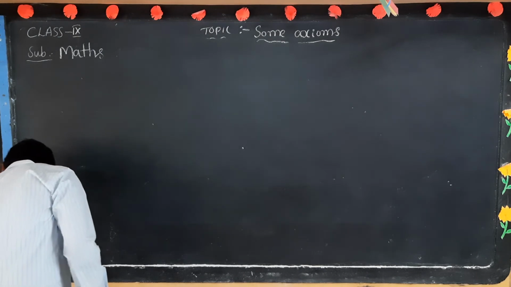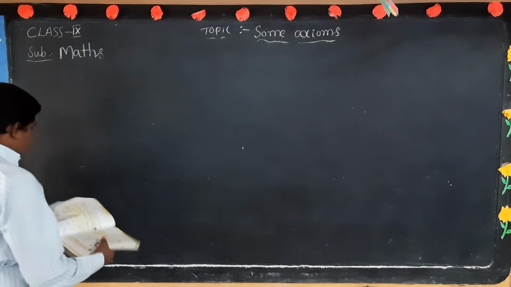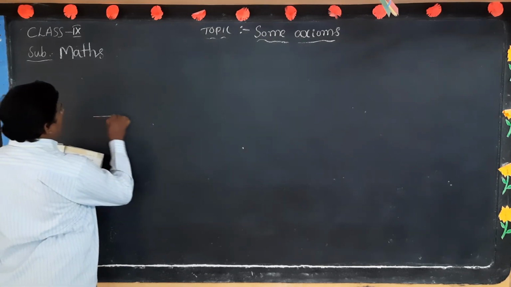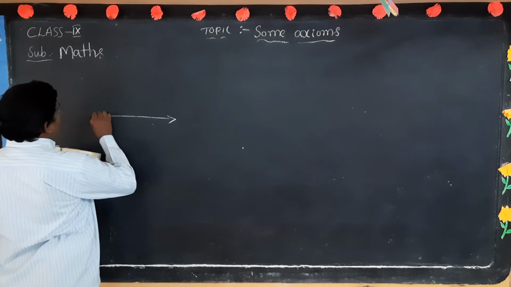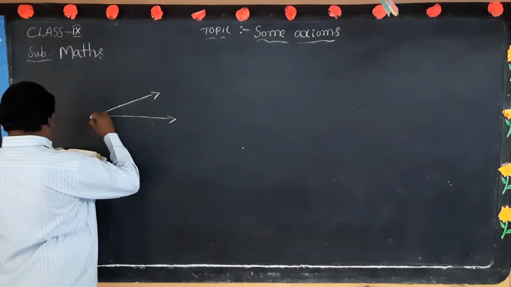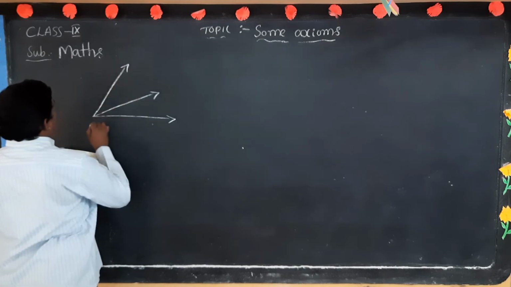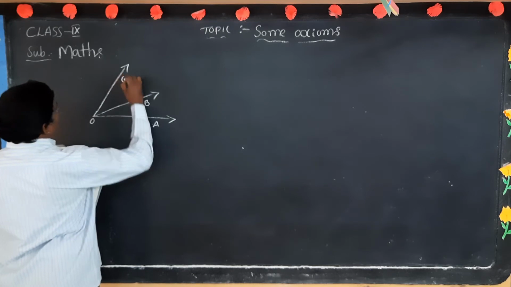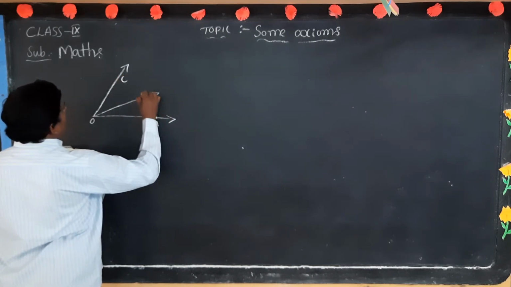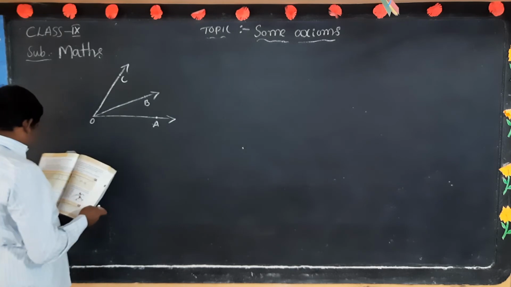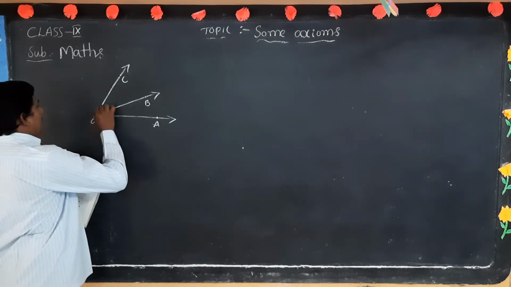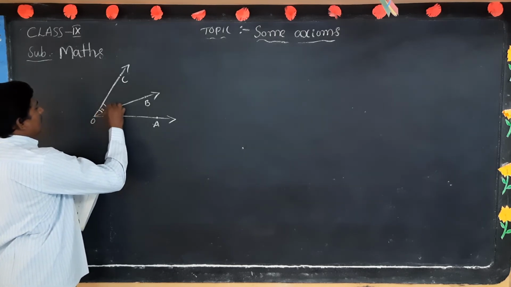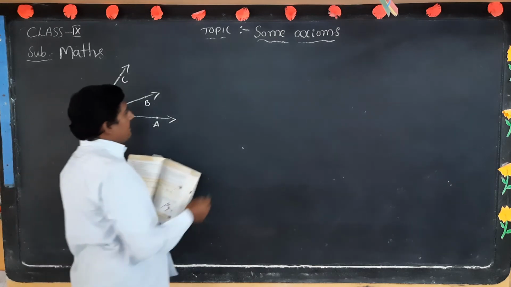After that, what they are saying here is, they have given a few diagrams. For example, OA, OB, OC. This is OA, this is OB, this is OC. The angles are, this is 1, this is 2, total 3 they have given. And the second one is 1 and 2.